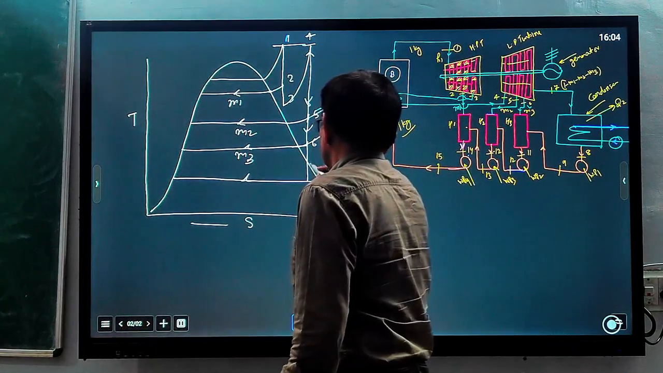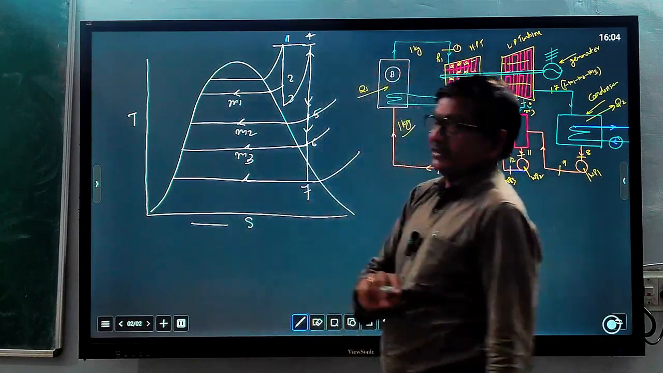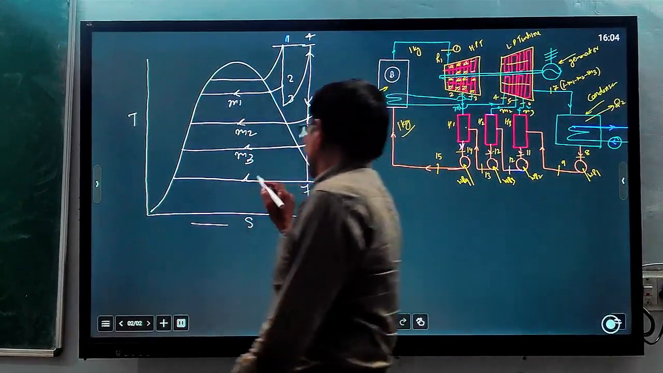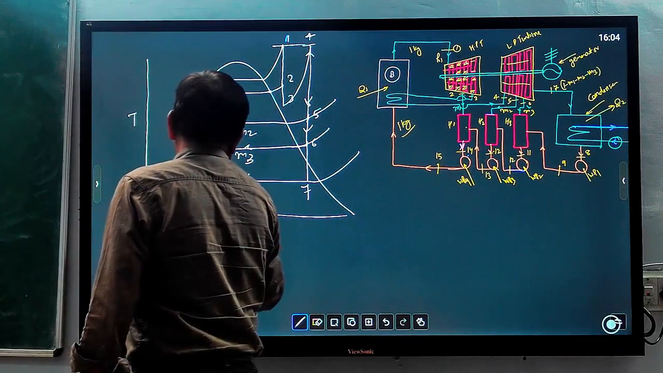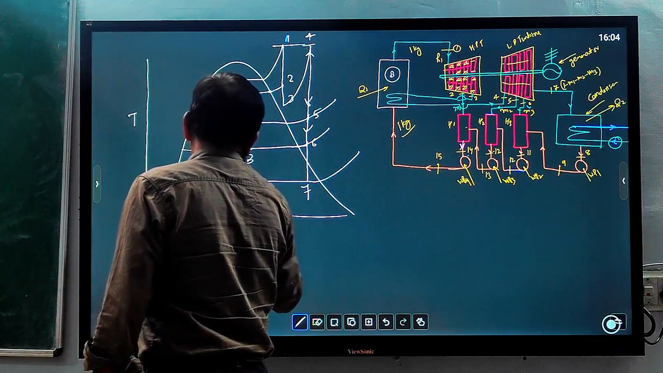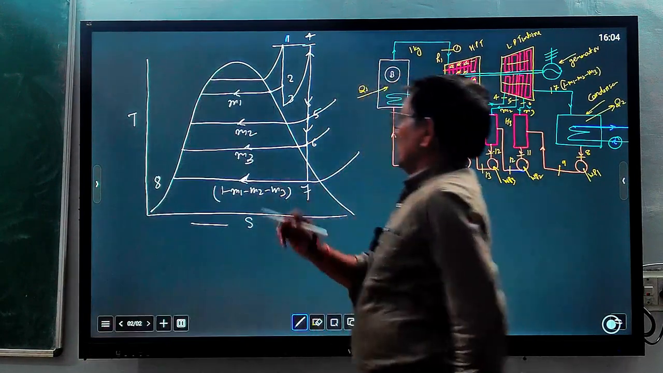So here 6 to 7, now it reaches the condenser, and from the condenser the condensation process will start with 1 minus M1 minus M2 minus M3. So now it is complete.